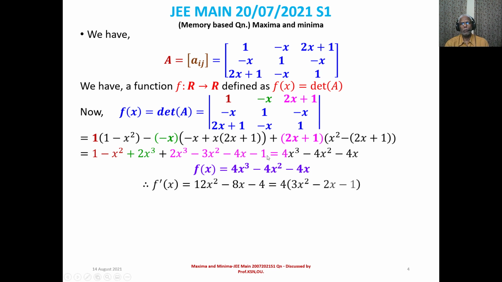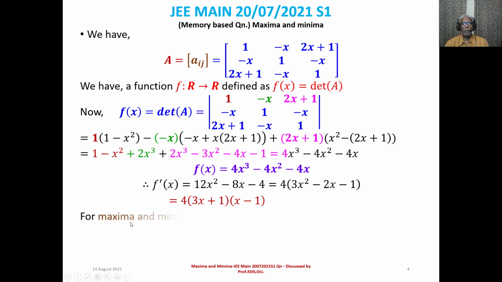F prime x is equal to the derivative of 4x cube, which is 12x square, minus 8x minus 4. 4 is taken common, 4 times 3x square minus 2x minus 1. Now we will factorize: 4 into 3x plus 1 into x minus 1. So this is the factorization of f prime x.